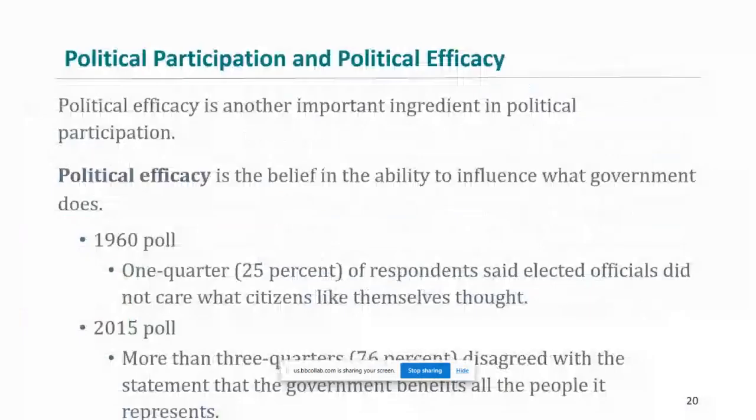So okay, so let's talk a little bit about political participation, political efficacy here, and then we'll get a little bit into some of these stats here. So political efficacy is another important ingredient in political participation. Political efficacy is the belief in the ability to influence what government does.